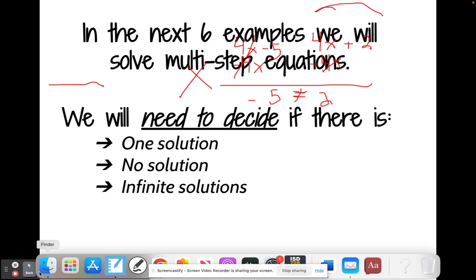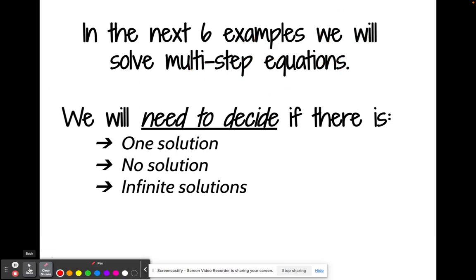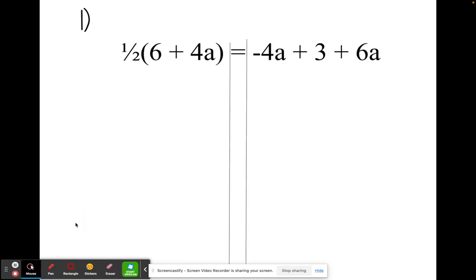So in our next examples, you're going to have to figure out if each problem has one solution, no solutions, or if there's infinitely many solutions. Let's take a look. First one, I want to start with distributing. 1/2 times 6, 1/2 times 4a. Well, 1/2 of 6 is 3, plus 1/2 of 4a is 2a.